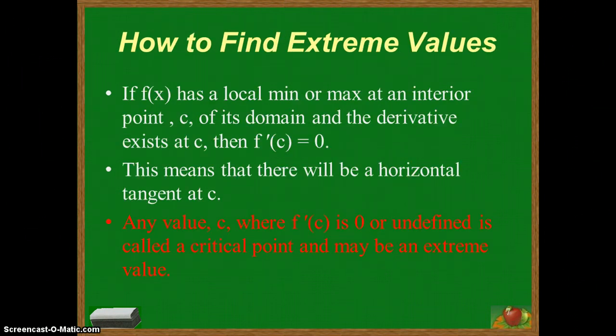So how do we find these extreme values? Well, if f of x has a local min or max at an interior point, c, of its domain, and the derivative exists at that point, c, then f prime of c will be 0. This means that there's a horizontal tangent at c. Think about it. What we're really talking about here on the graph is a hill, which has a horizontal tangent, or a valley, okay? The high point and the low point. Both those would have horizontal tangents. Any value c where f prime of c is 0 or undefined is called a critical point and maybe, doesn't have to be, maybe an extreme value.